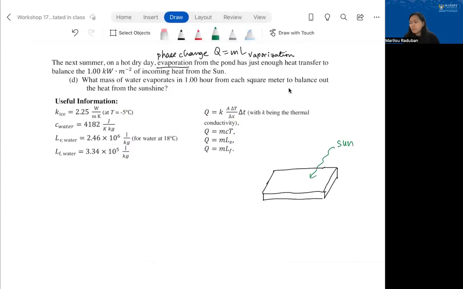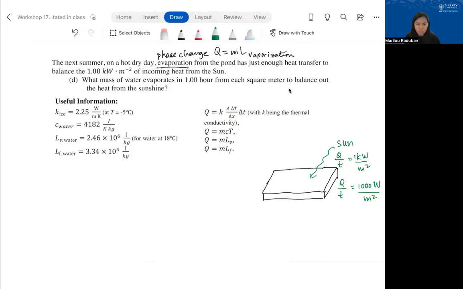And as the sun is shining on the pond, it transfers 1 kilowatt per square meter on the pond. So you have Q over T, 1 kilowatt per square meter. The prefix kilo means 1,000 or 10 to the 3. So that's essentially 1,000 watts per meter squared, or 1,000 joules of energy is transferred per square meter of the ice every second, right?